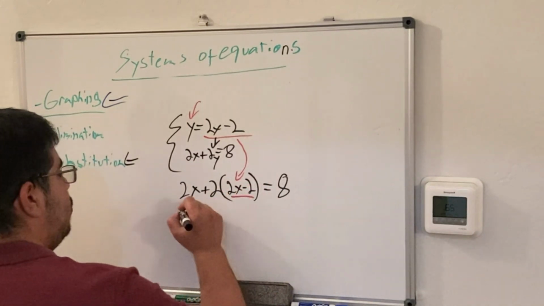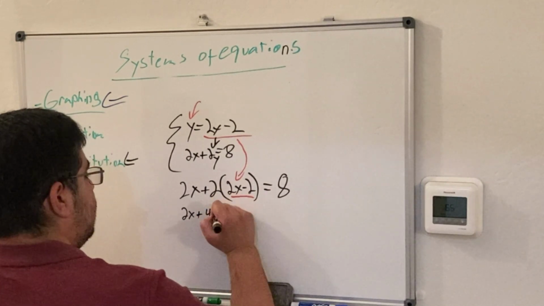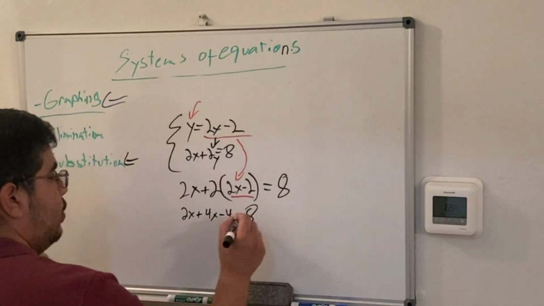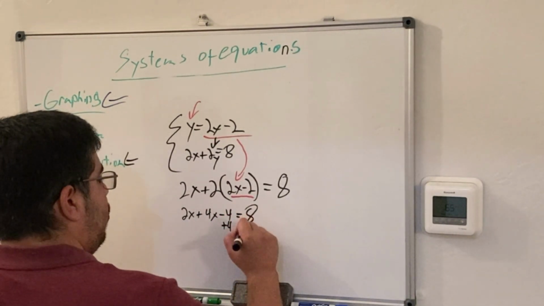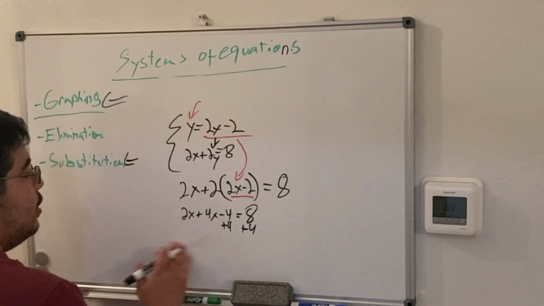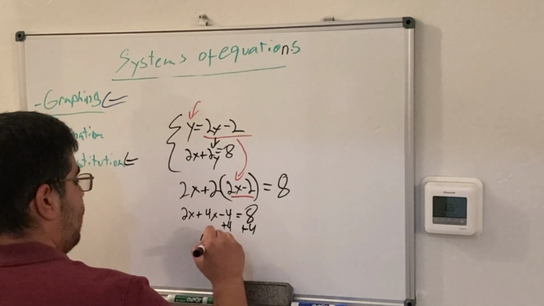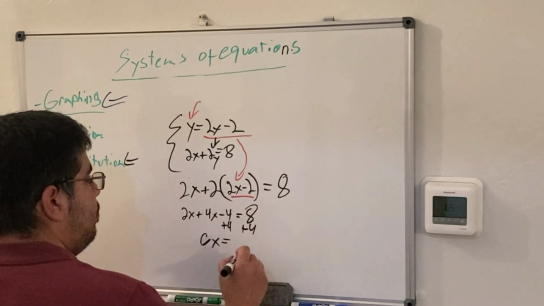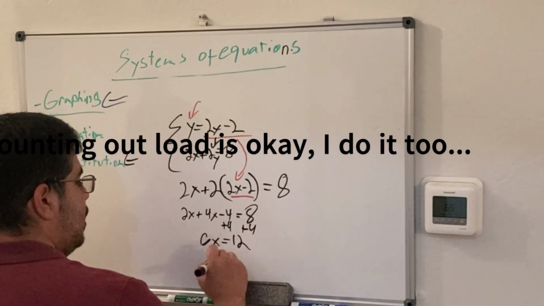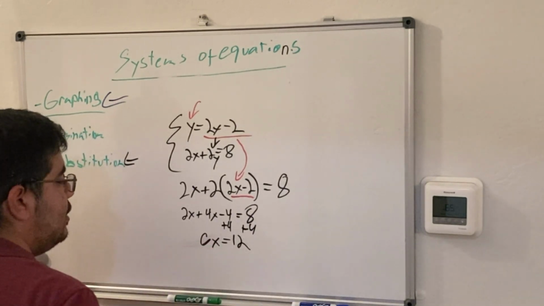First, we have to distribute the 2. So we have 2x plus 2 times 2x, which is 4x, minus 4 equals 8. Then we're going to add 4 to both sides, and we can also combine like terms at the same time. 2x plus 4x is 6x, equals 8 plus 4, which is 12. Oh, look at that. I skipped this step. I will write it out for you guys because I'm nice that way.